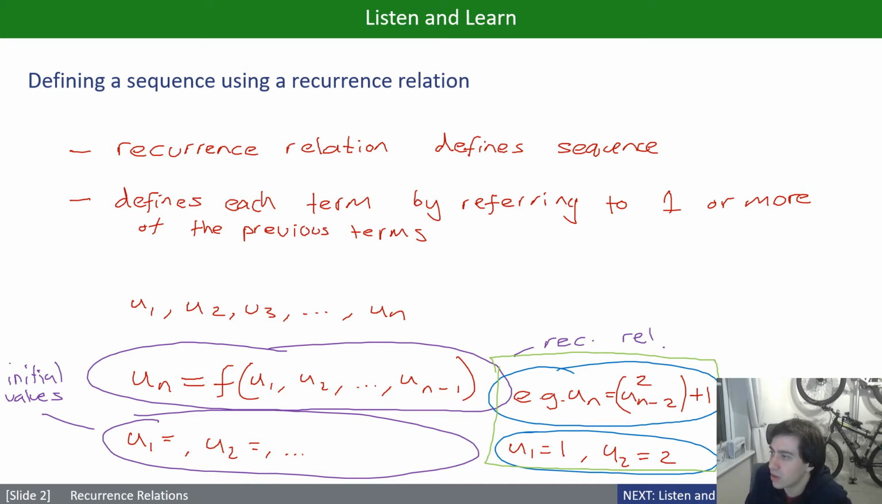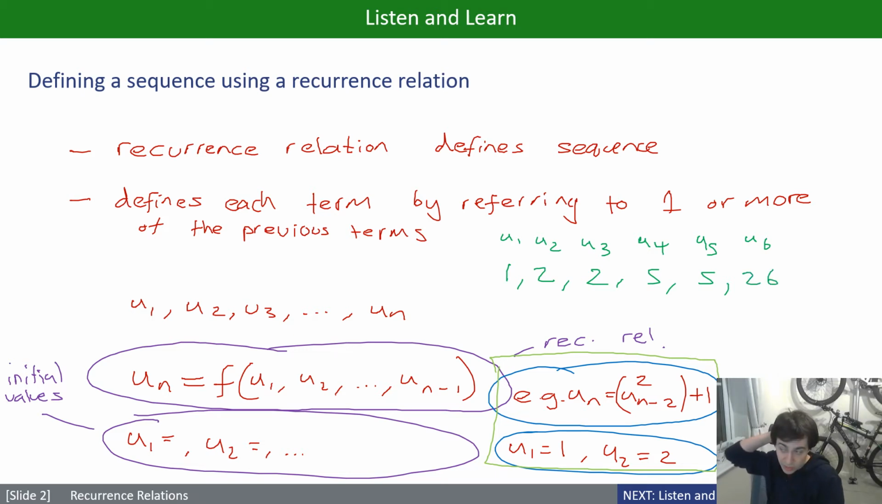And it is 1, 2, and then it says square. So in this case we've got U3, right? So U3 is going to be U1 squared plus 1. So it's going to be 2. And then what do we get for U4? Square U2 and add 1, we get 5. And then U5, square U3 and add 1, we get 5. And then U6 is going to be square and add 1, and so on. Okay, so it's a bit of an interesting pattern.